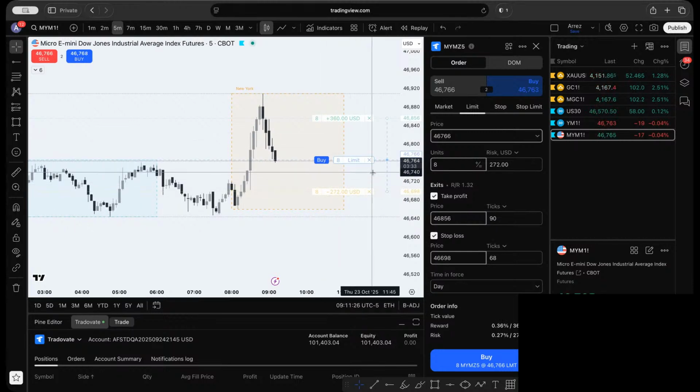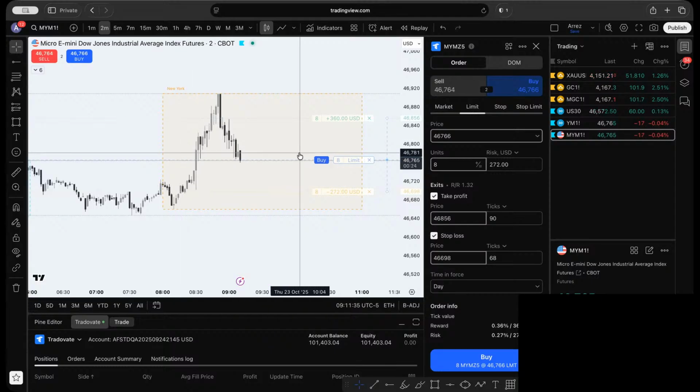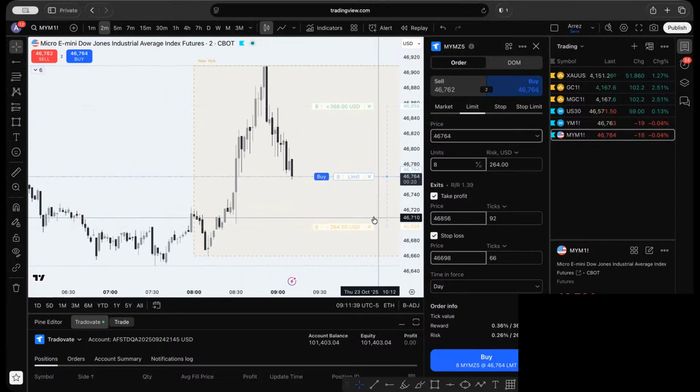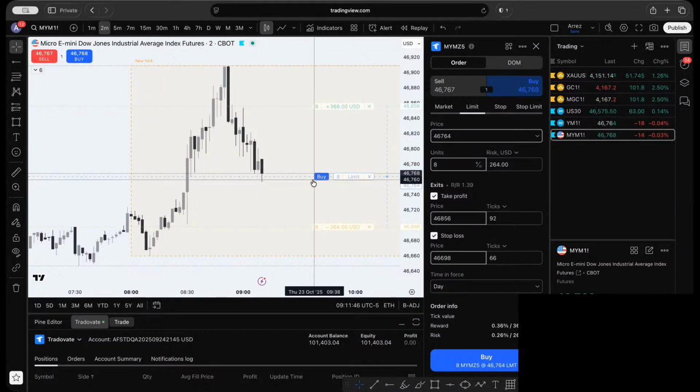Is this trade worth it? No, not really. Let's stay on the 2 minute and let's see if price actually breaks above one of these, because what that would indicate to us is that price is turning bullish. So yes, this is a good area.